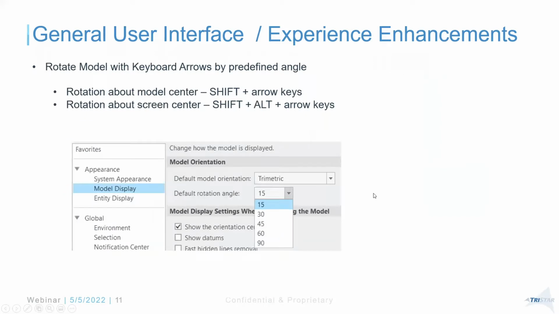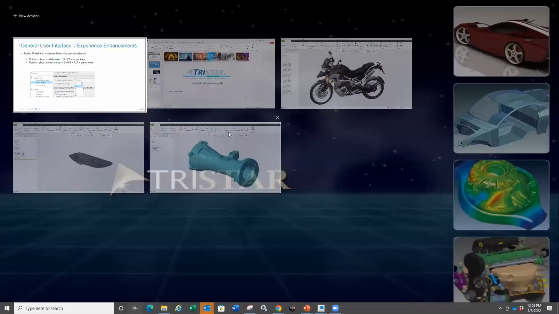And then you can finally spin, or I shouldn't say spin, pan, zoom, it's spin using your arrow keys. That was possible in a specific area like the old reorient area only, but now you can just hold down the shift key and you're able to rotate the model, or shift plus alt, you can rotate it off of the screen center or model center. And there's a setting to control that default rotation angle.